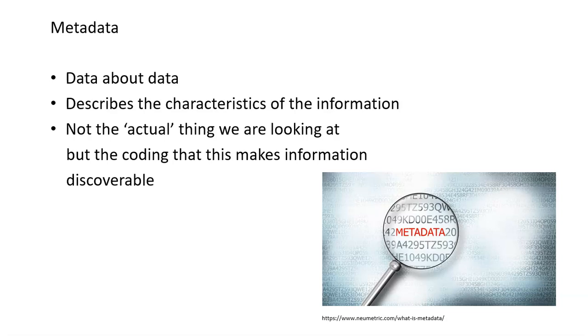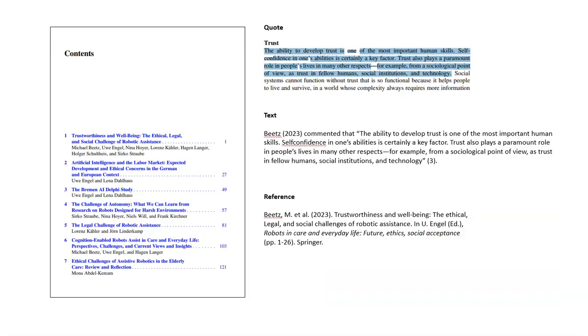Metadata is data about data. It describes the characteristics of the information. It's not the actual thing we're looking at, but the coding that makes this information discoverable. Metadata is huge. It's a career unto itself for computer sciences, but you come across metadata all the time. In the library, we use it to describe, find, and actually code material so they can be easily found.